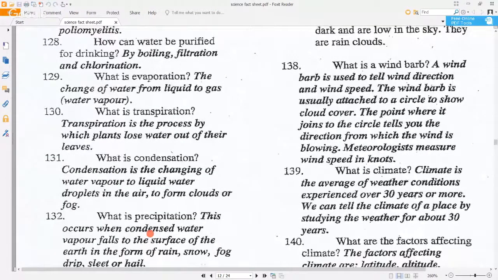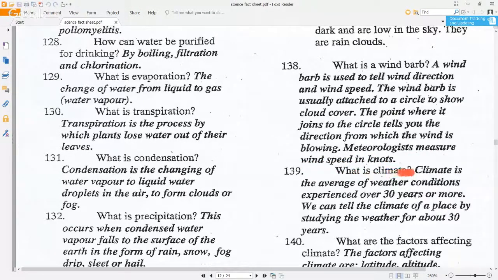Number 138. What is a wind barb? A wind barb is used to tell wind direction and wind speed. The wind barb is usually attached to a circle to show cloud cover. The point where it joins the circle tells the direction from which the wind is blowing. Meteorologists measure wind speed in knots.